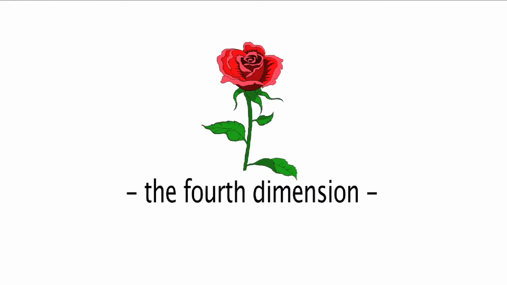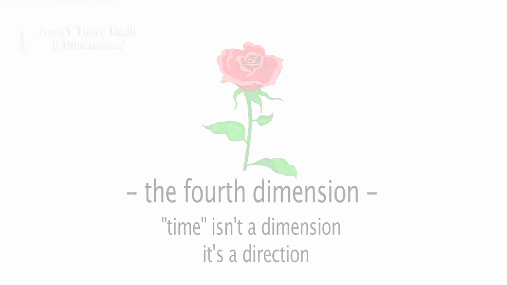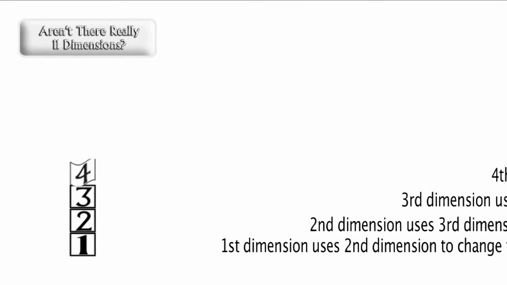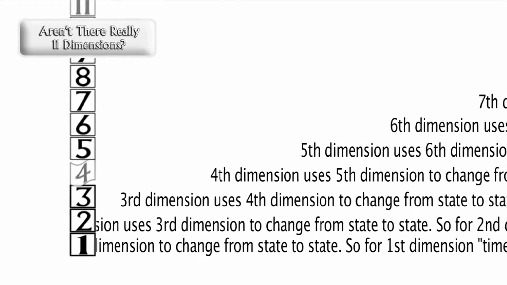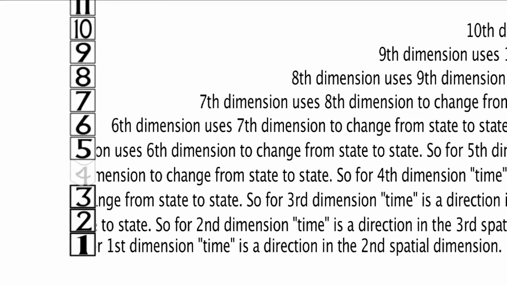Shakespeare. So, time is not really a dimension, but no matter what dimension you're examining, the direction of time is a word we can use for tracking change from state to state. In Aren't There Really 11 Dimensions, I insist that it makes no sense to say that the first three dimensions are spatial, and the fifth dimension and above are spatial or, at very least, space-like, but then to say that the fourth dimension isn't spatial.